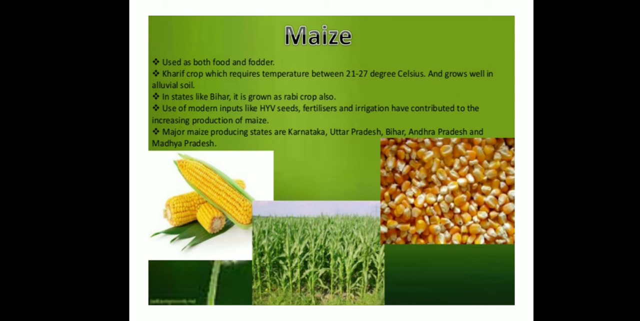The use of modern inputs like high yielding varieties of seeds, fertilizers, and irrigation have contributed to the increasing production of maize. Major maize producing states are Karnataka, Uttar Pradesh, Bihar, Andhra Pradesh, and Madhya Pradesh.